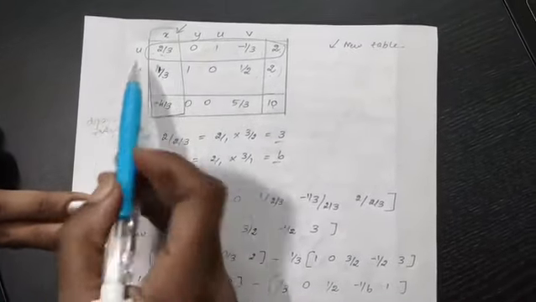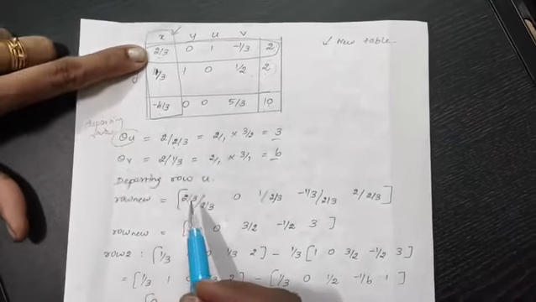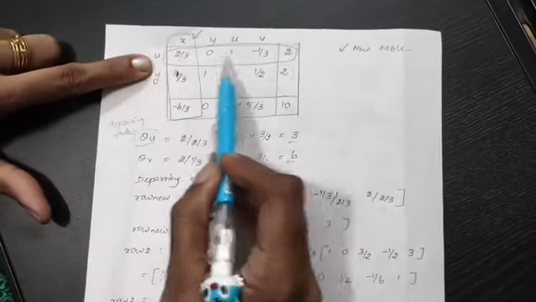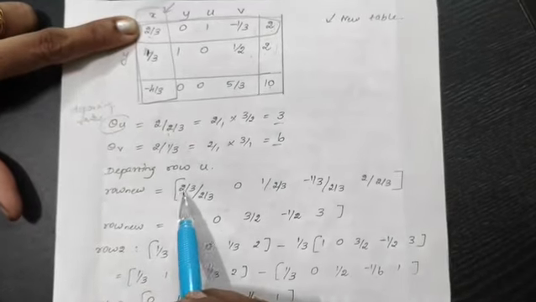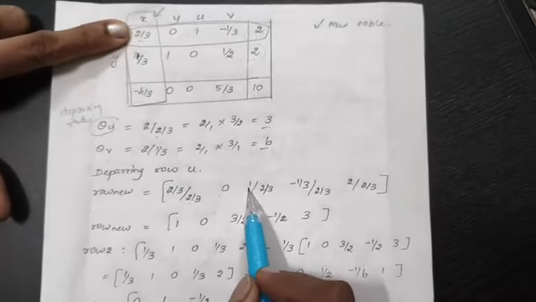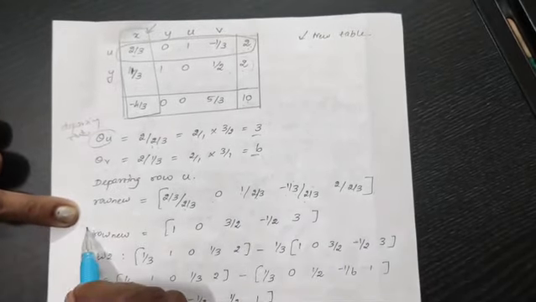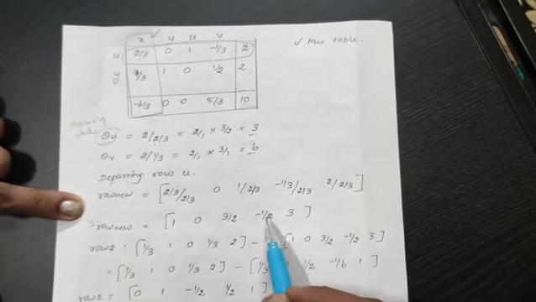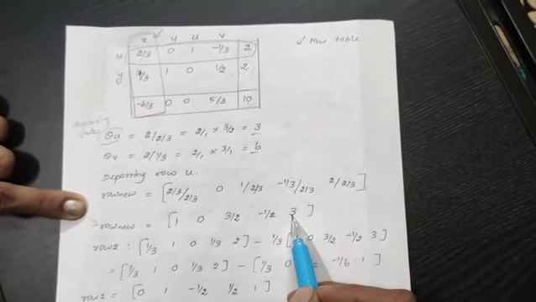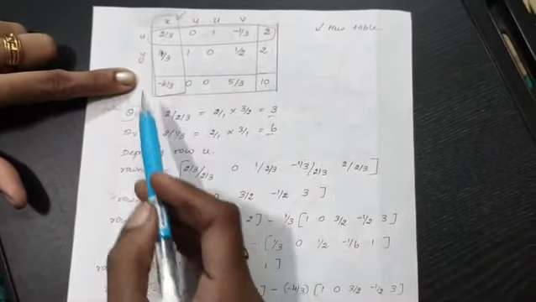Now we have to calculate the row new for this row. Here the pivot value is 2 by 3, so this row entry should be divided by 2 by 3. First value 2 by 3 divided by 2 by 3, then 0, again 1 divided by 2 by 3, then minus 1 by 3 divided by 2 by 3, then 2 divided by 2 by 3. After calculating this, we are getting the row new value as 1, 0, then 3 by 2, then minus 1 by 2, then 3. Now we have to calculate the remaining 2 rows.